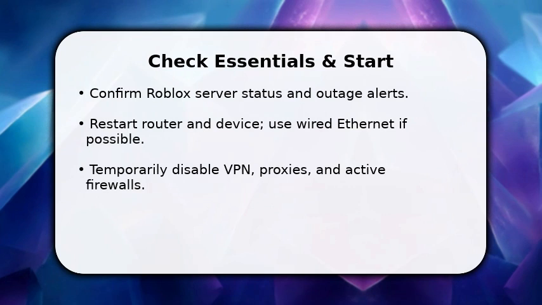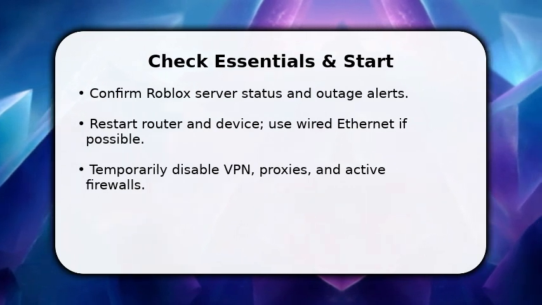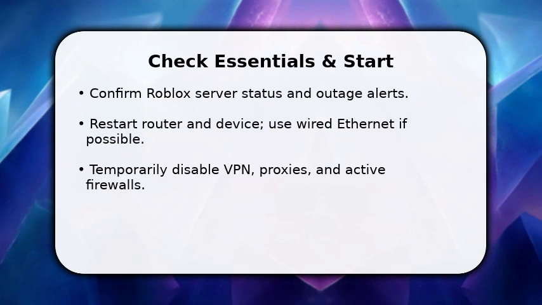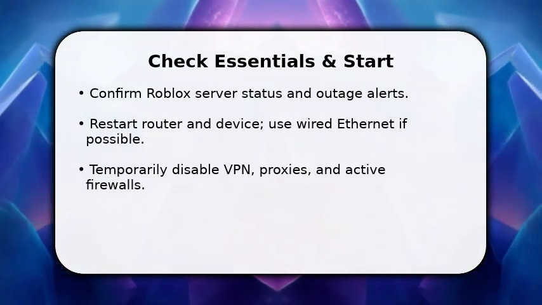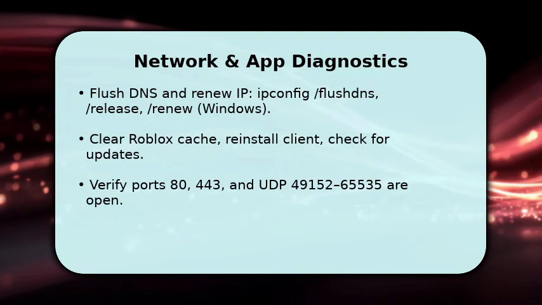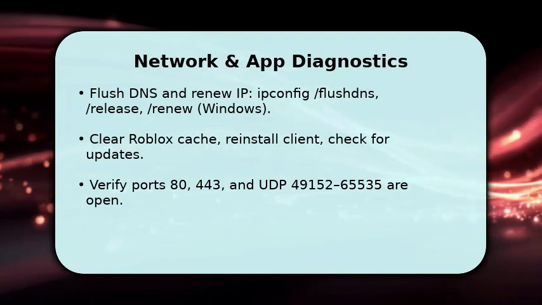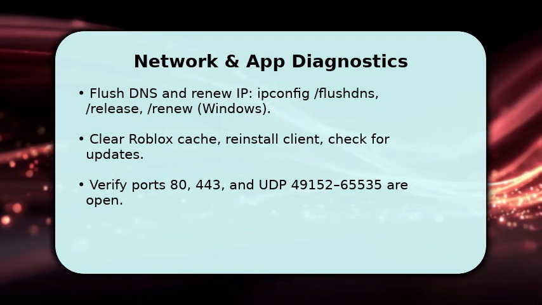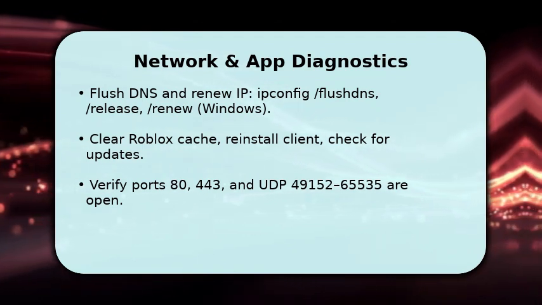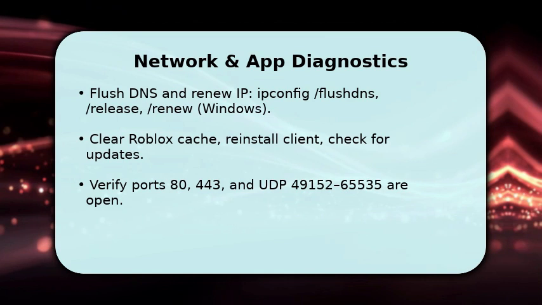If your firewall blocks outbound ports, briefly disable it while you test. This isolates local filtering versus ISP or server problems. Next, dig into network and client diagnostics to fix persistent errors. Start by flushing DNS and renewing your IP to remove stale name records. This often restores correct routing.